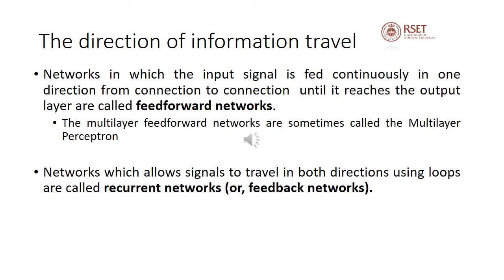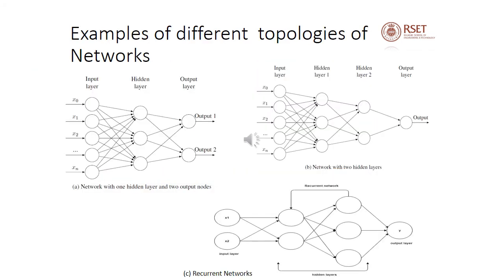The direction of information travel. The networks in which the input signal is fed continuously in one direction from connection to connection until it reaches the output layer are called feed-forward networks. The multi-layer feed-forward networks are sometimes called the multi-layer perceptron. The networks which allow signals to travel in both directions using loops are called recurrent networks.